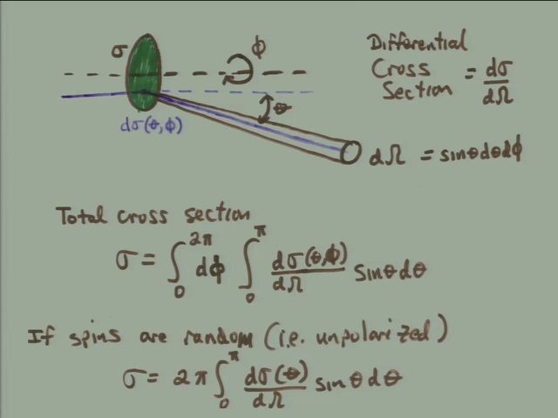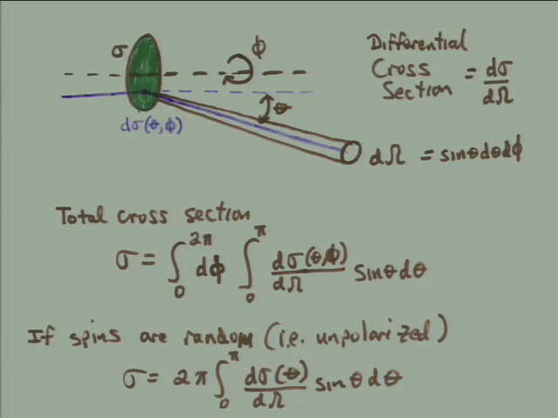And are you guys familiar with the concept of solid angle? Hopefully. You heard that term before? Okay, so the idea is if I have a sphere, what's the surface area of the sphere? 4 pi r squared. Okay.